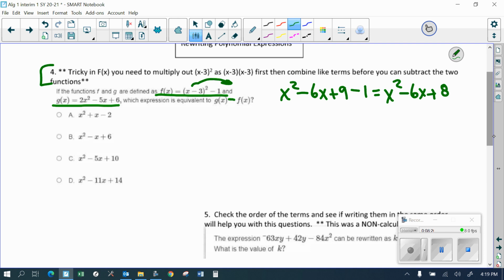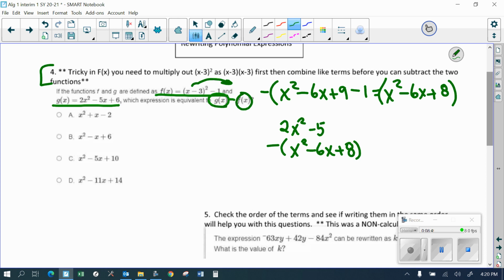Okay, and then here's the other tricky part, is you have to make sure you put it in the right order. So this is on the bottom. We're subtracting this right here. I'll write it down here. Minus x squared minus 6x plus 8. You have to make sure you pay attention to order. Remember, subtraction, order matters. G of x. So I now have 2x squared minus 5x plus 6.